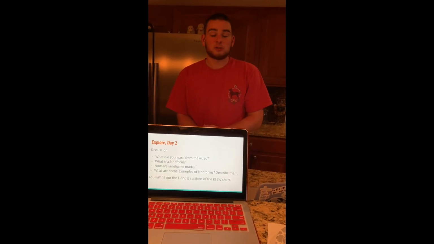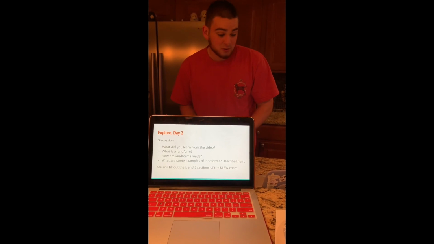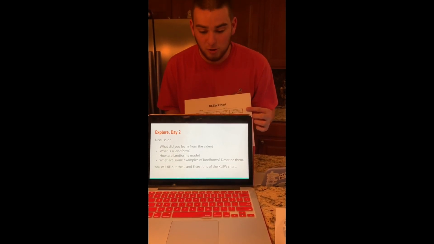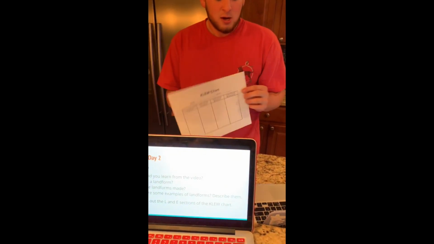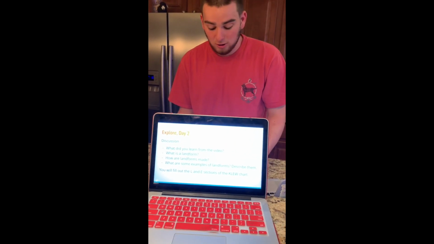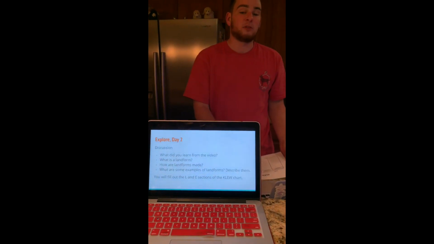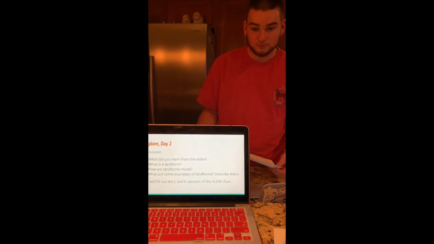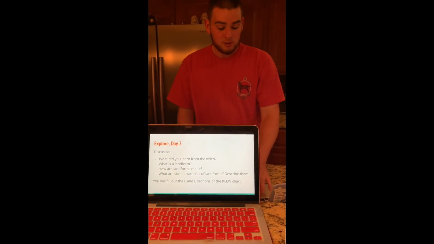So then when we're all finished with the discussion, we're going to have the students fill out the second and third part of our KLEW chart. Basically, what they're going to do is explain what they are learning, and then what is the evidence of what they're learning.